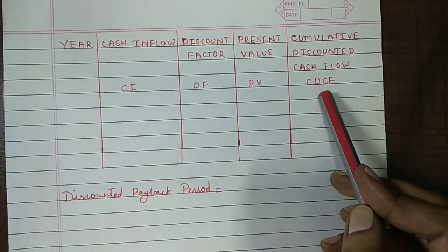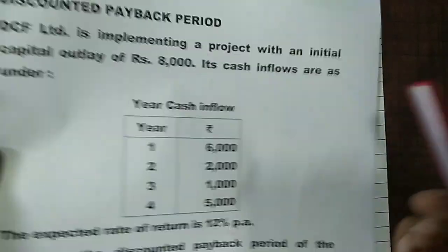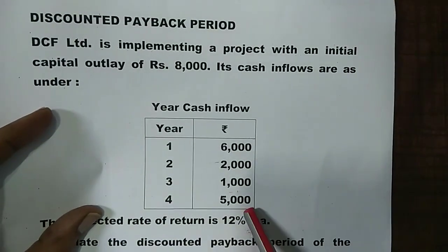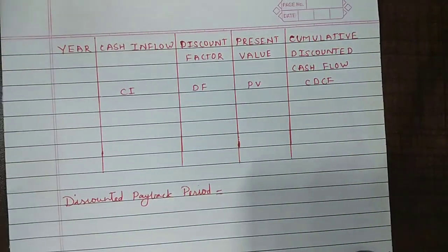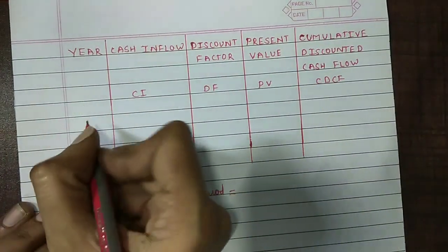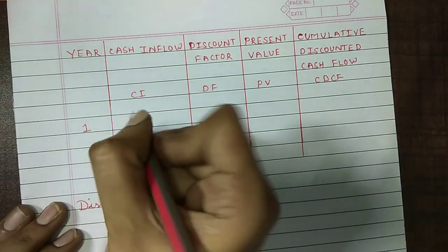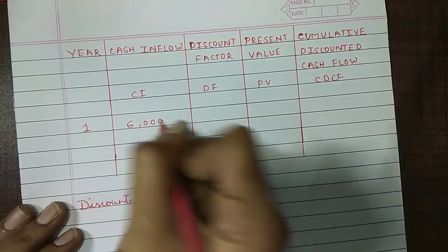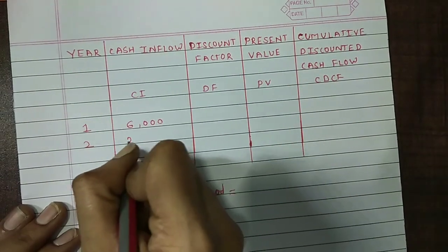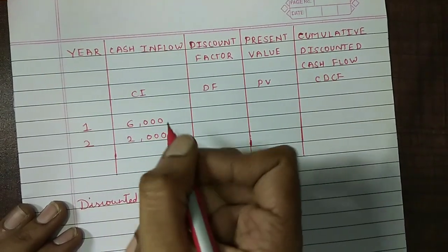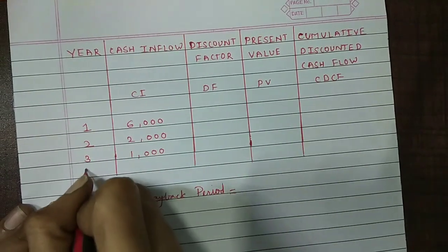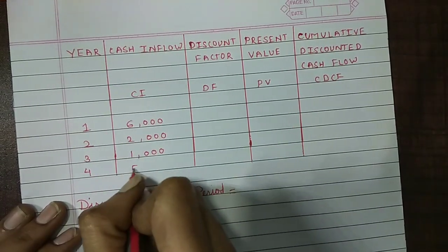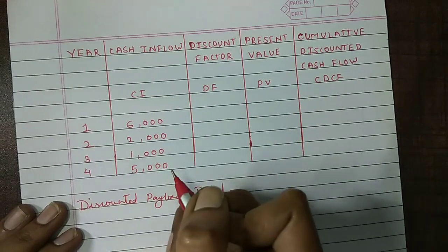Now, how to solve such type of sum? They have given you the year and cash inflow, so as it is, I am going to take them down. The first year we have a cash inflow of rupees 6,000. For the second year, a cash inflow of rupees 2,000. For the third year, rupees 1,000. For the fourth year, rupees 5,000.